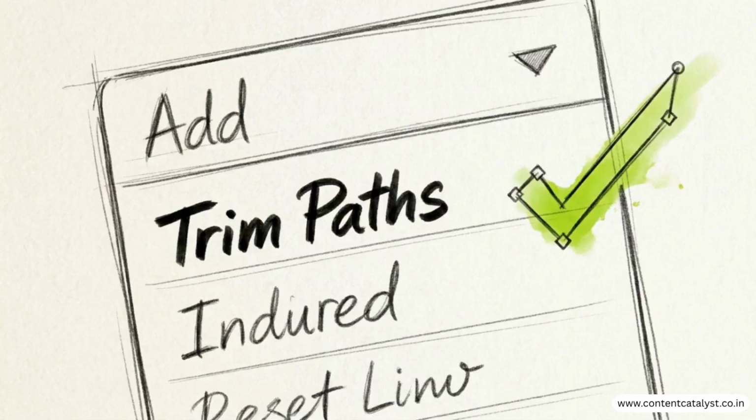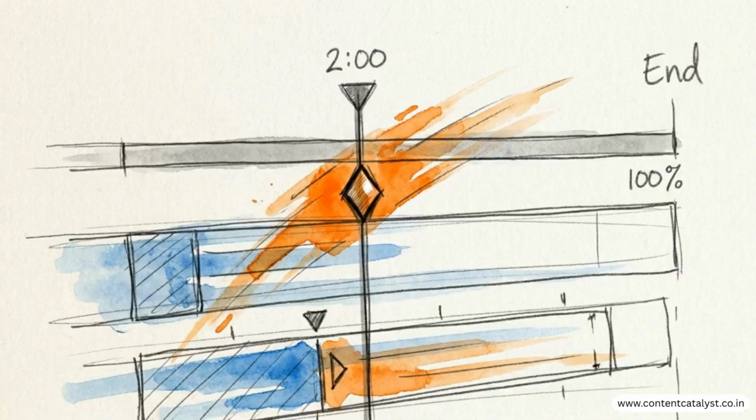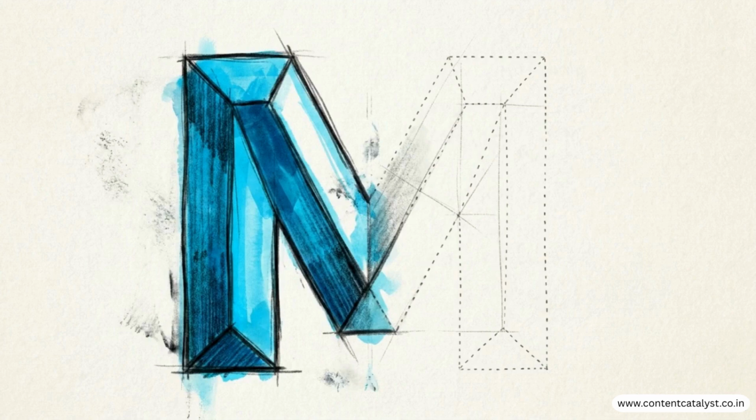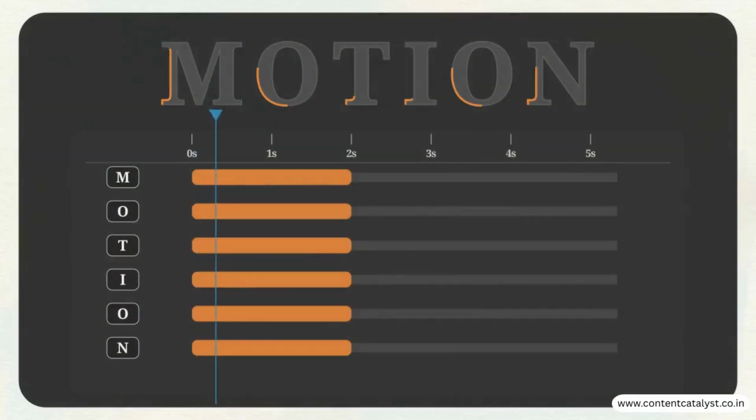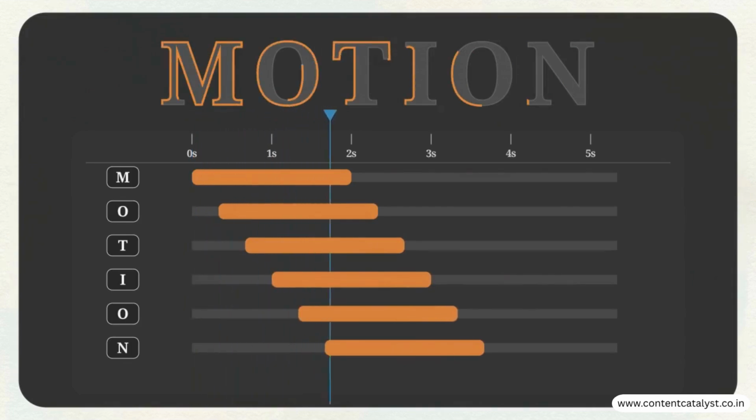With your shape layers ready, add the Trim Paths property. Set a keyframe for the end value at 0%, move forward 2 seconds, and push it to 100. This creates a continuous drawing effect along the paths. This animated diagram shows how we stagger the sequence. By shifting each letter's keyframes exactly 10 frames further down the timeline, you create a cascading, sequential reveal.